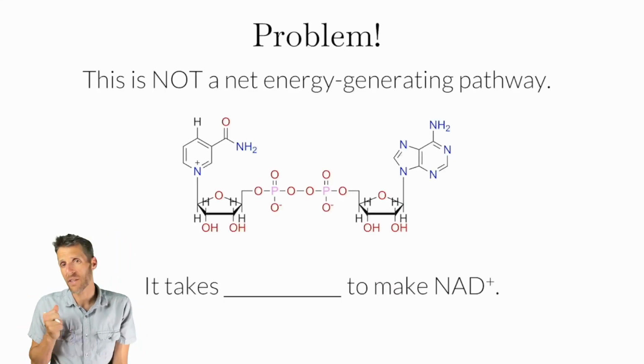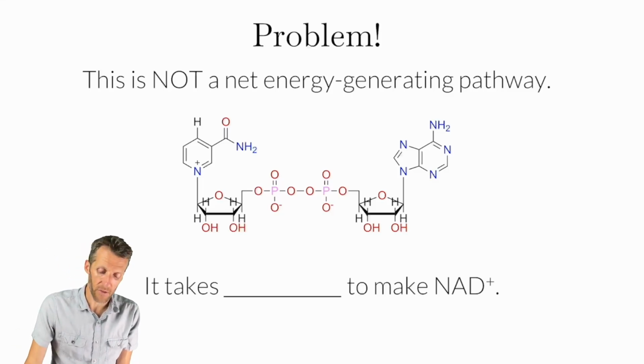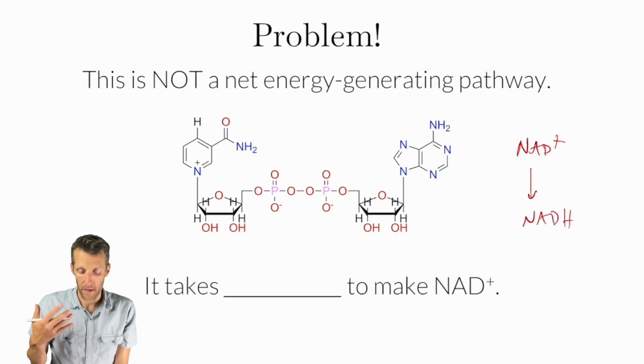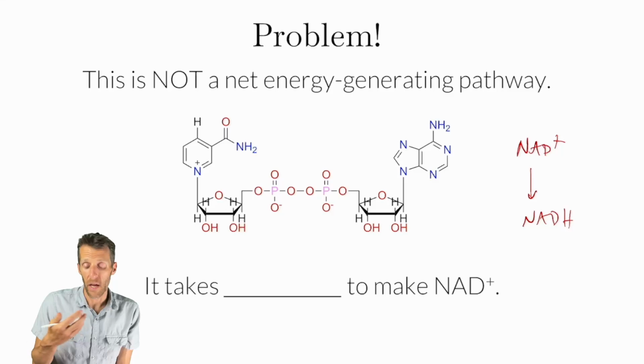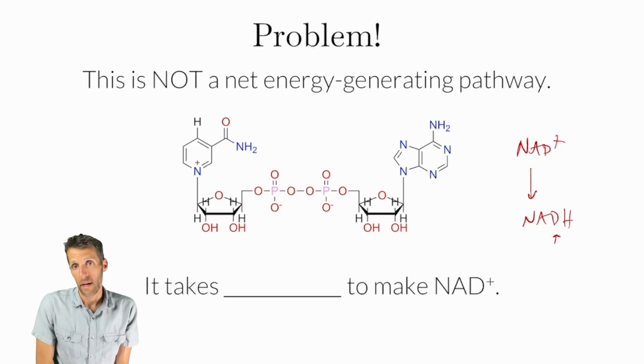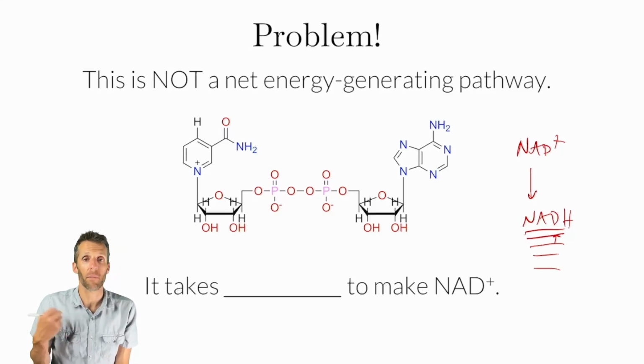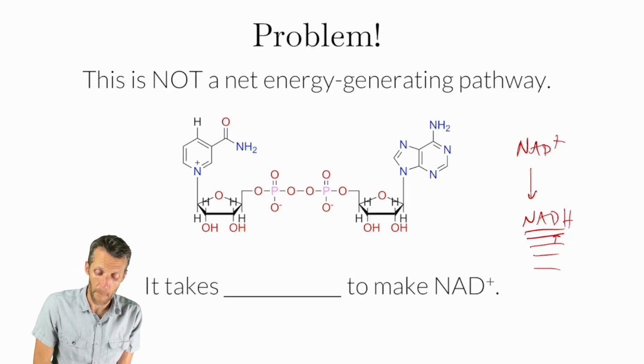The problem is actually this isn't a net energy generating pathway by itself, and the reason for that is we're taking NAD plus and we're making NADH as part of this. We are oxidizing the glucose as we're making pyruvate. We're sticking electrons onto an NAD. And this is just accumulating, right? This is just building up.